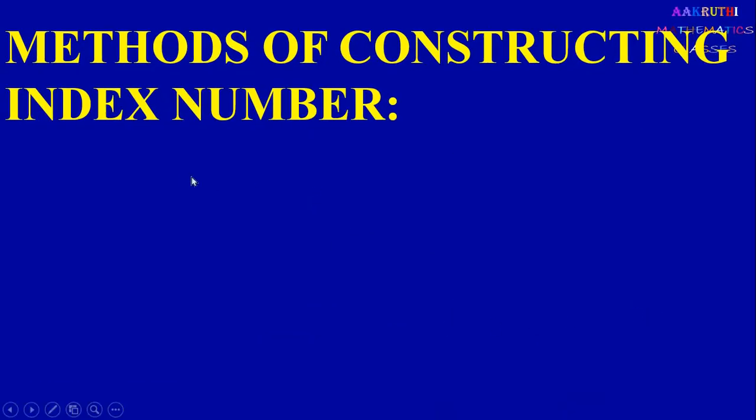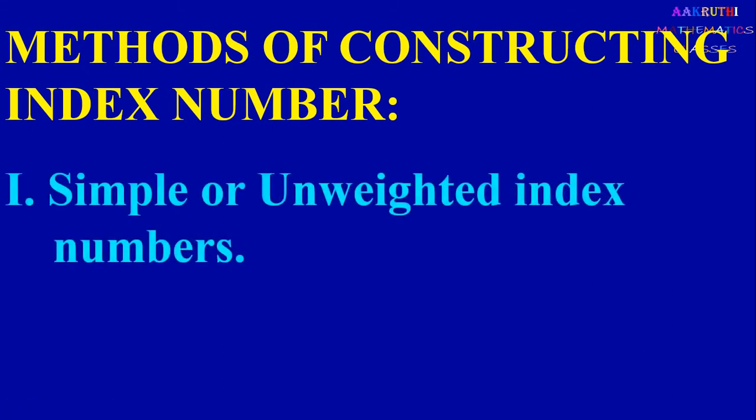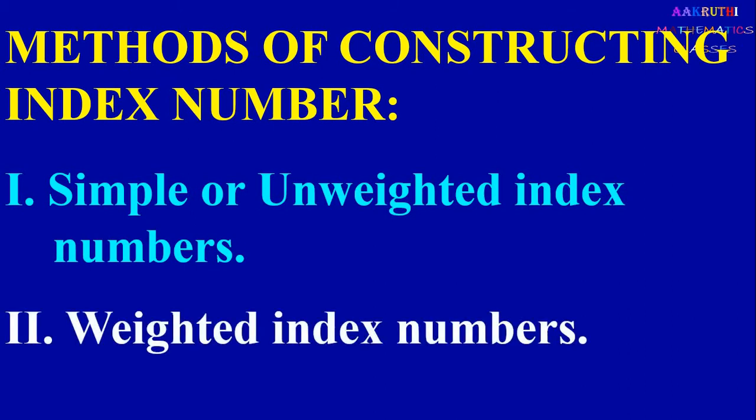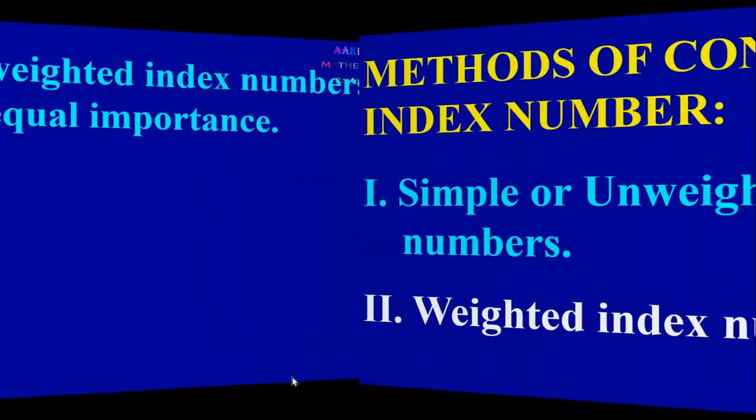Methods of constructing index numbers. So we see different methods of construction of index numbers. First one is simple or unweighted index numbers and second one is weighted index numbers. So here we have mainly two types.